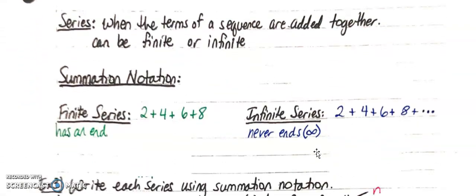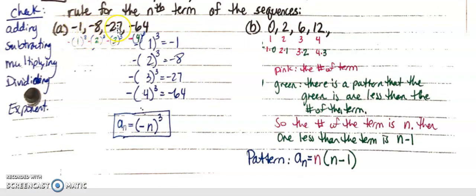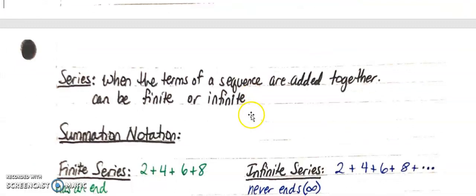If we move on, let's talk about series now. A series is when we take the terms of a sequence and add them together. So whenever you see series, we're adding things together. We literally take the list of the terms, aka -1, -8, -27, -64, and if this was a series instead of a sequence, it would be -1 plus -8 plus -27 plus -64. Or it would be 0 plus 2 plus 6 plus 12. So with a series, yes, you do get a sum.